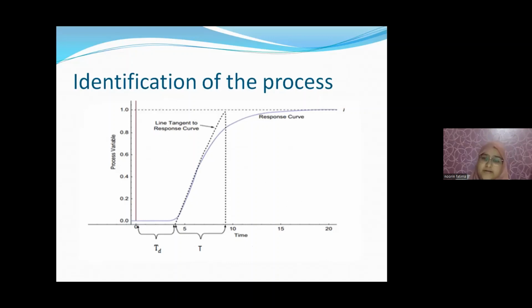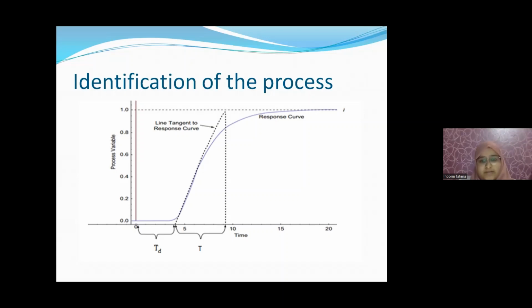We did the identification of a process. For that, we generally use the trial and error method or open loop response data. The method I have used here was open loop response data. In that, the process which is already in a steady state in controller mode, we switch it to the manual mode and then let it attain a steady state. When it attains a steady state, we give a step change of a certain amount depending on the process.